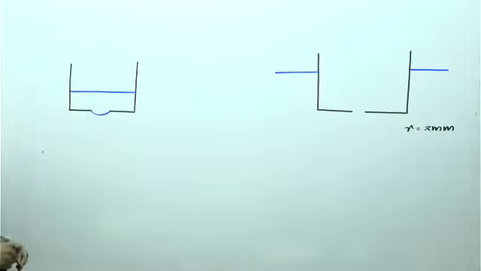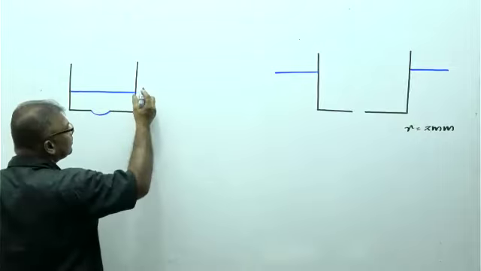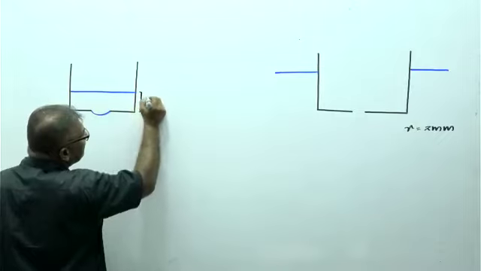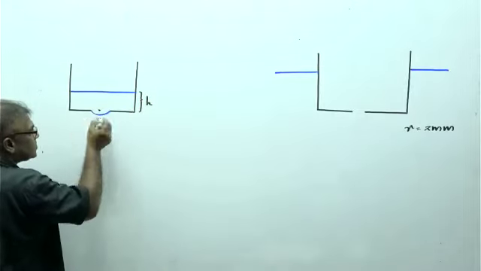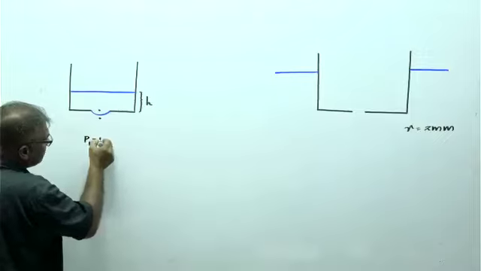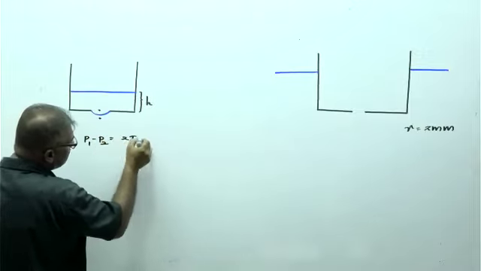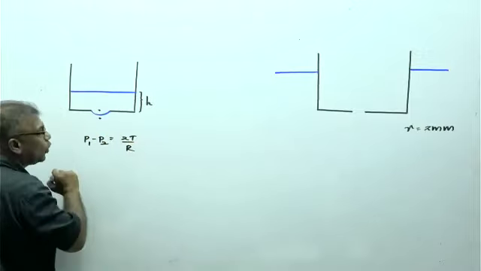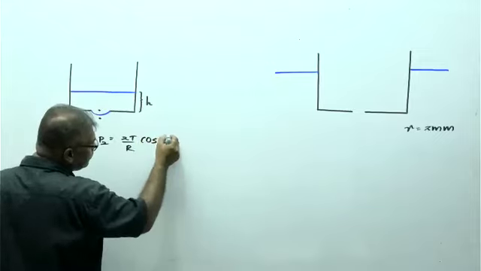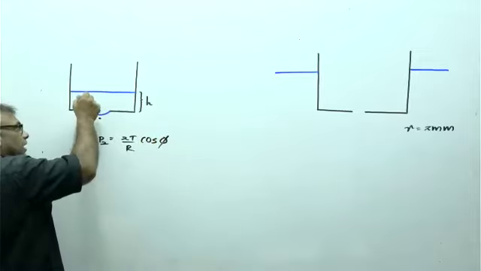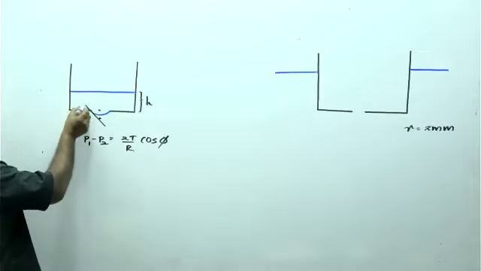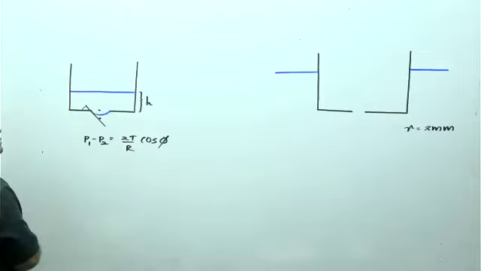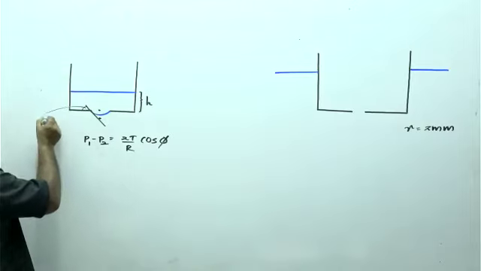Meniscus available at the depth of H. And here we have excess pressure, P1 minus P2 equal 2T over R, where R is the radius of the hole. Cosine. This is the tangent with the tube. The angle is psi. This is sine.